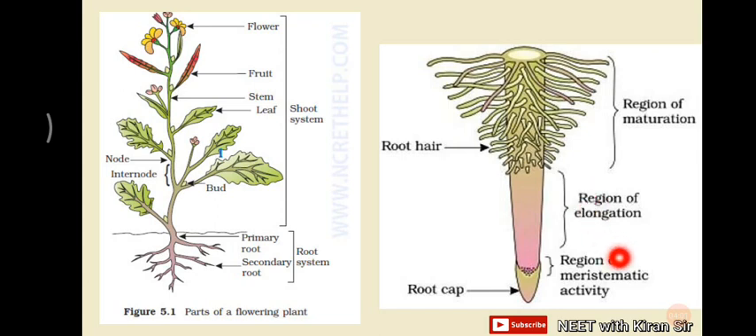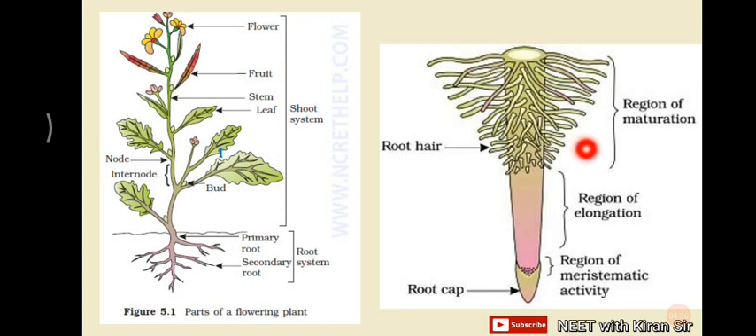When I say growth, it is the region of meristematic activity, because the meristematic cells go on adding new cells, which increases the length. The newly added cells then enter the second zone, the zone of elongation, where the cells become elongated, so it increases the length of the root. When the same cells enter the third zone, the zone of maturation, the undifferentiated cells mature to form xylem, phloem, parenchyma, collenchyma, etc.